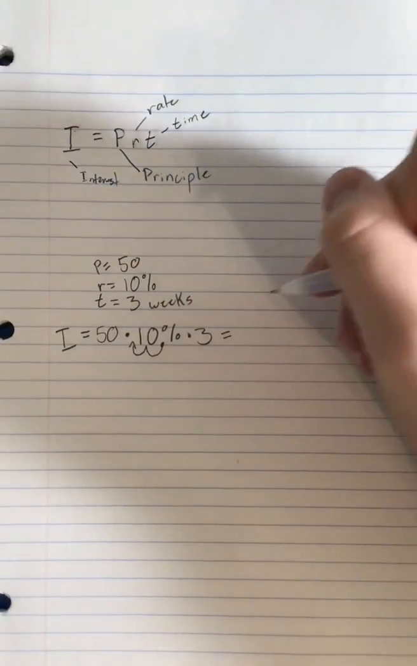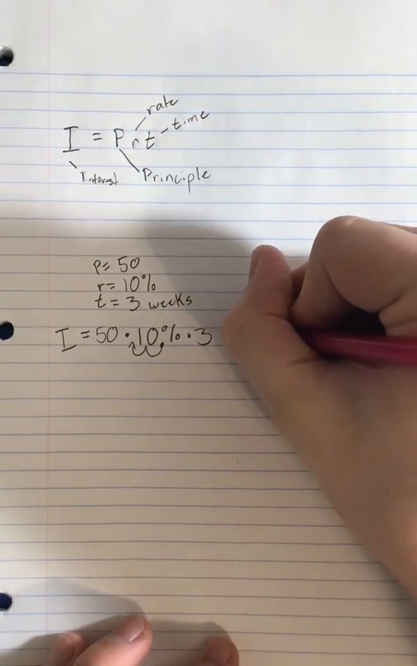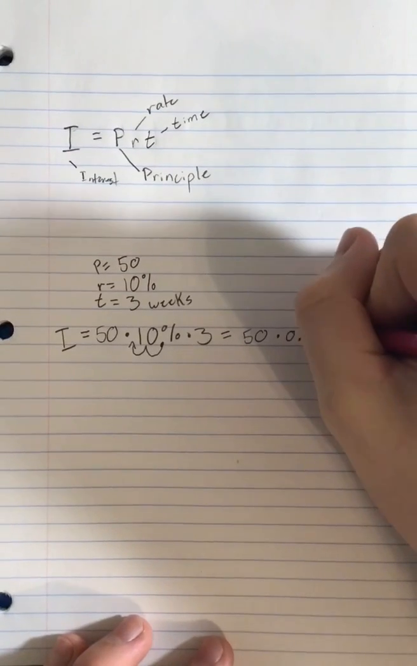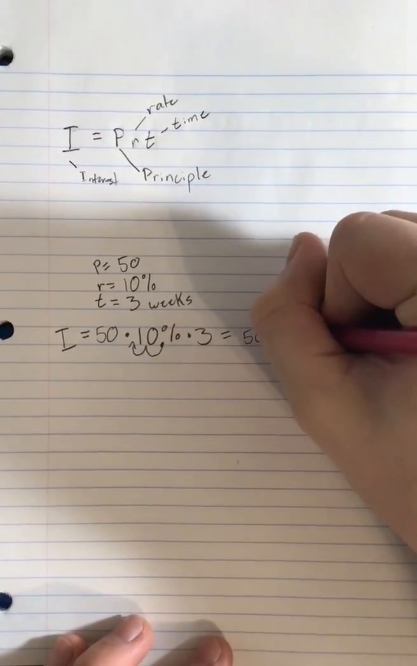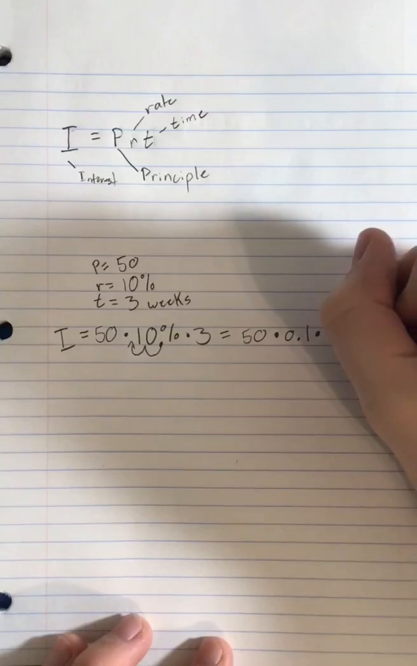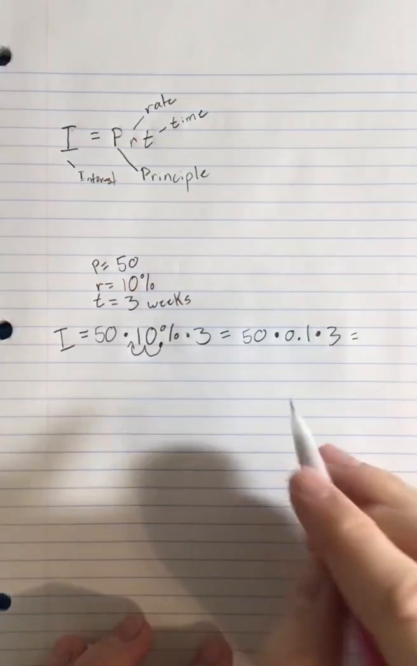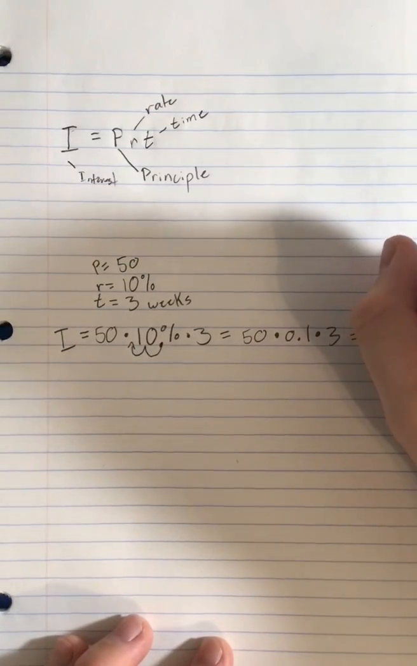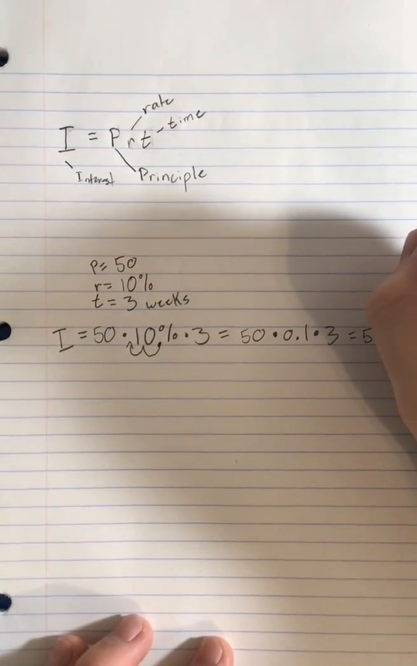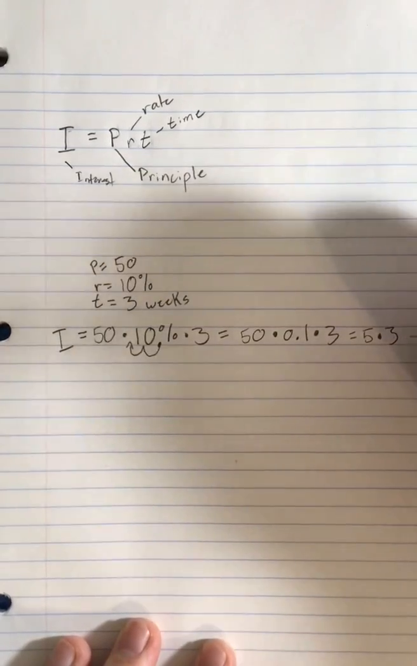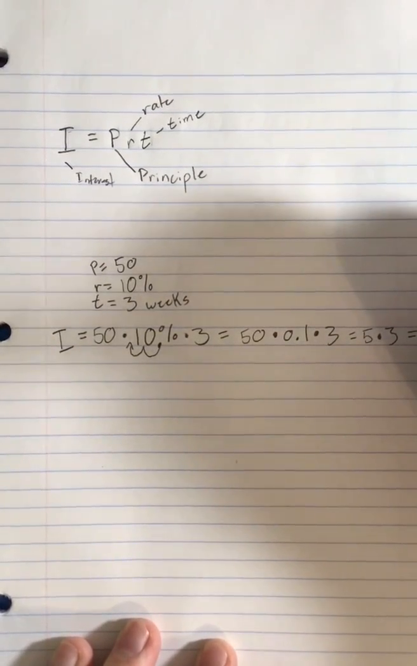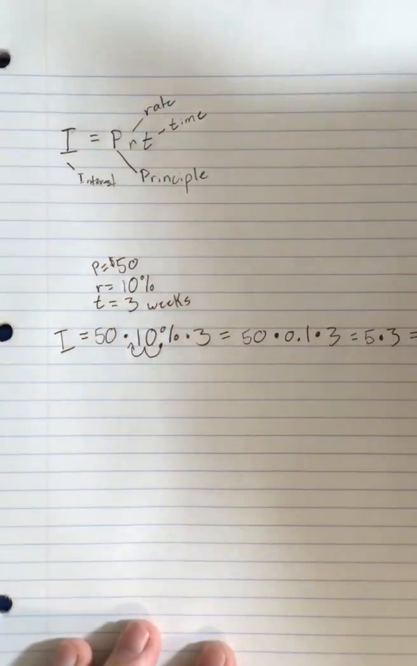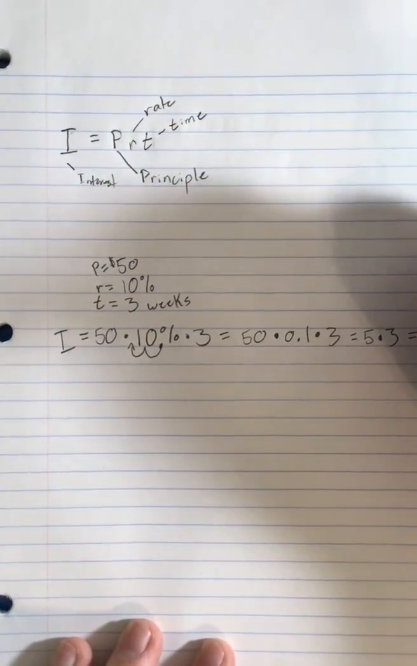So now our amount of interest equals 50 times 1/10 times 3. Well, if we multiply 50 times 1/10, that's going to end up being 5. And then we have to multiply that by 3. So 5 times 3 is 15. And our interest, we're talking about money, because we started with $50, and so we're going to call this $15.